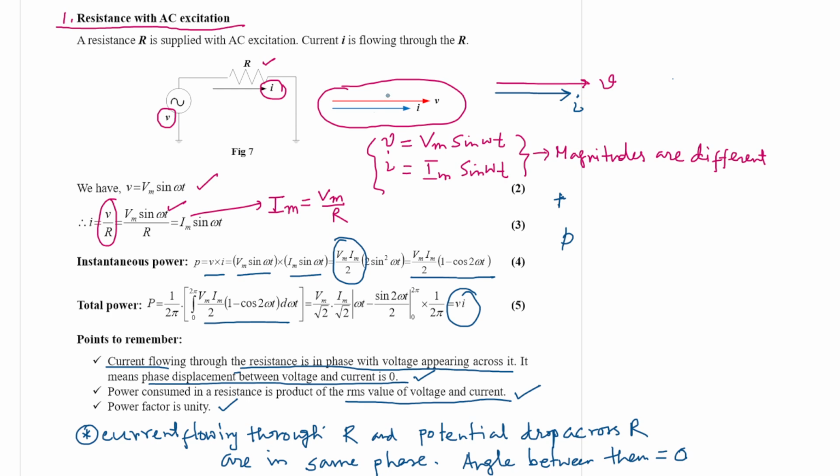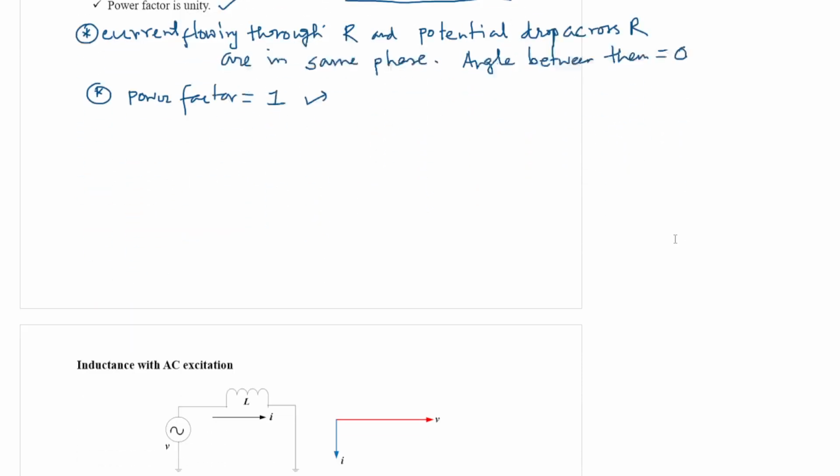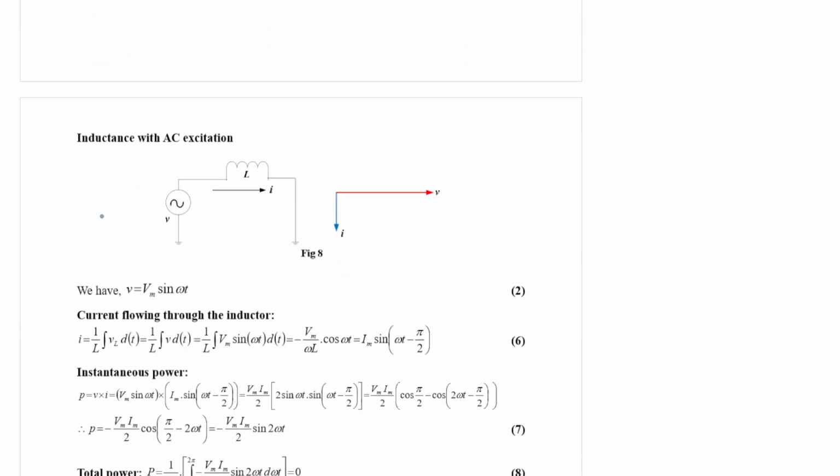So this is very important. Resistance, voltage drop and current flowing through the resistance are in phase, and power consumed in the resistance is the product of RMS values of voltage and current. That is very important. Now let us consider our second case, inductance.